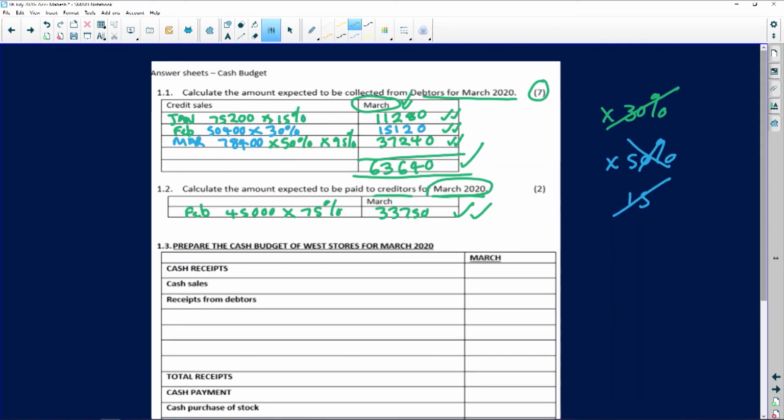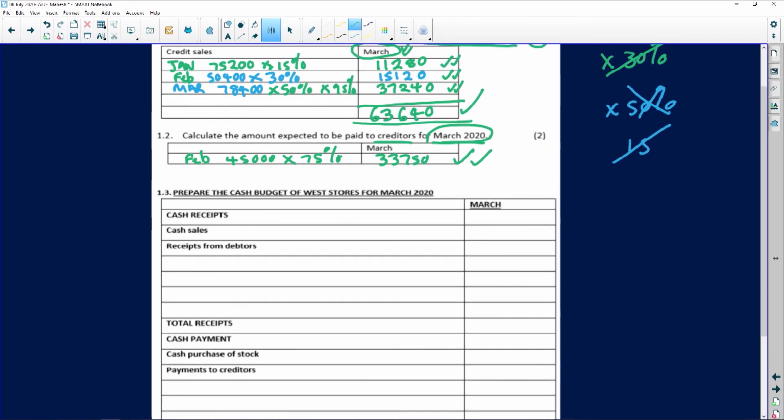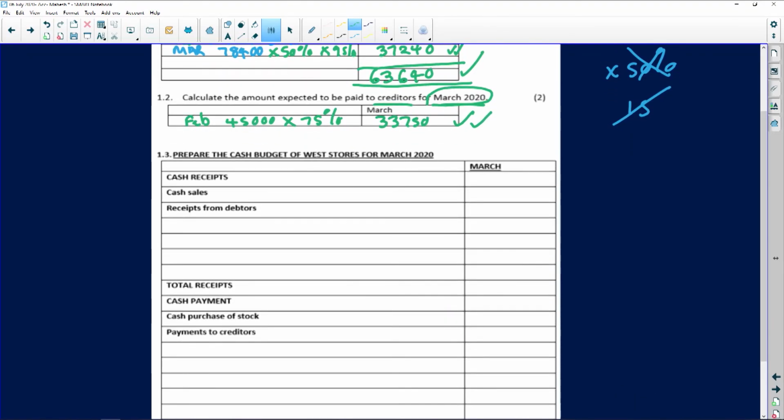Right, then the next question, prepare the cash budget. Now remember, in grade 12, you probably won't be asked to prepare an entire cash budget. So what we're going to do now is we're going to focus on some of the calculations. So we may not end up preparing the entire cash budget, but rather let's look at the calculations so that you know how to calculate the various amounts that go into a cash budget.